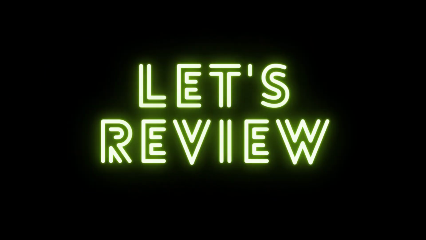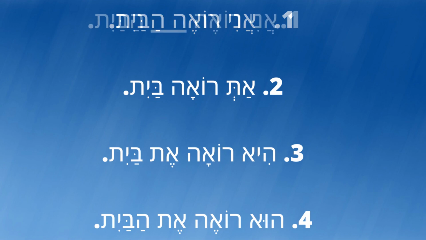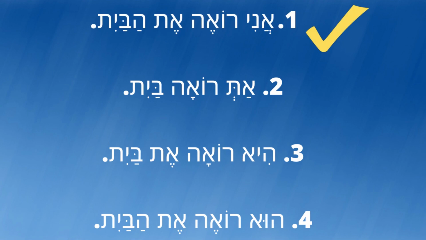Let's review again the 4 sentences I opened this tutorial with. In the first sentence, we see the noun, the word bait, or house, starts with the letter hey, meaning it's a direct object. I see the house. Since I'm doing something, here, I'm seeing, to a direct object, here, the house, I must insert the word et before ha'bait, the house. Therefore, the correct way to say it would be אני רואה את הבית.